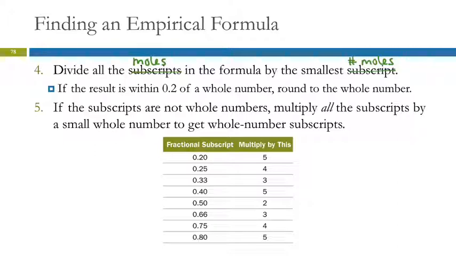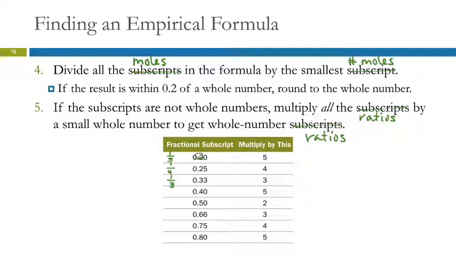If you can't round to whole numbers, then you need to multiply all of those subscripts, all of the ratios, by the same small whole number, so that you get small whole number ratios. And there are decimal equivalents for fractions, right? So this is 1/3. This is 1/4. This is 1/5. You get the idea.